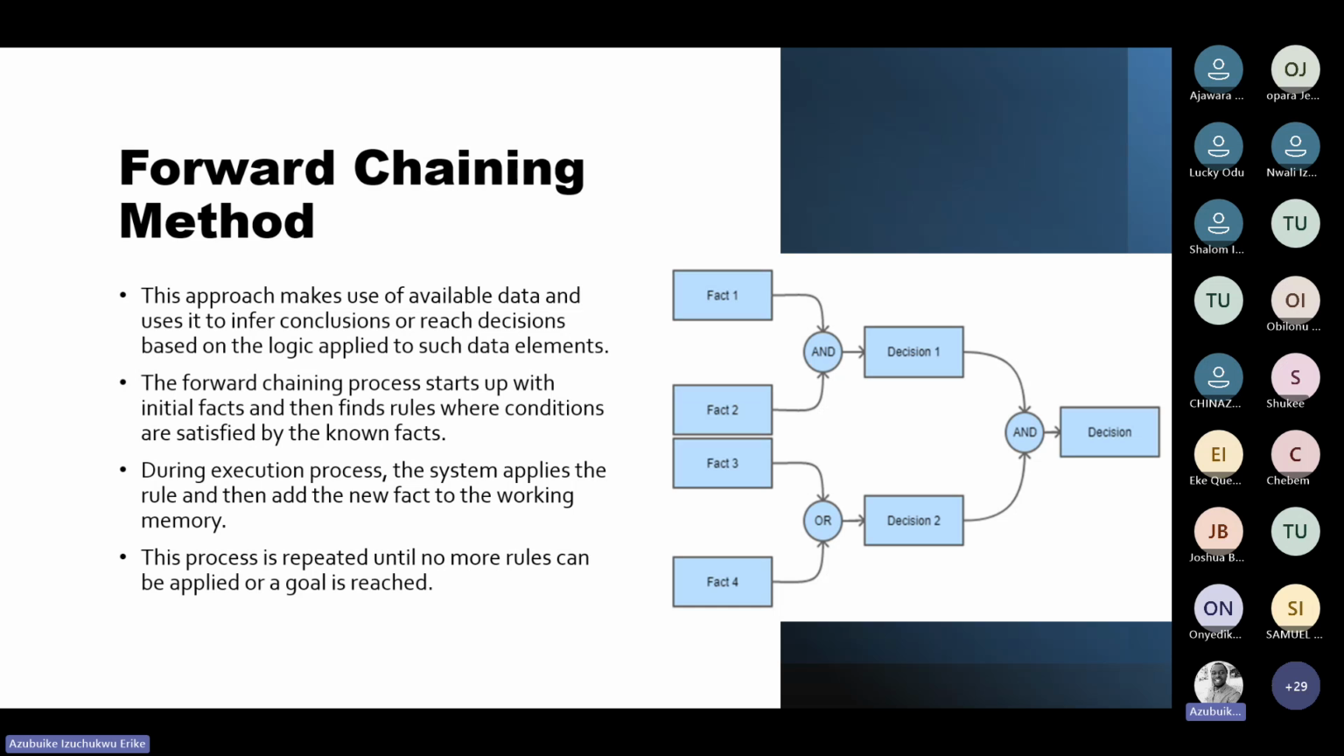Then the forward chaining process will start up with initial facts. There are facts, yes, there are facts. We start with the initial facts and then find rules where conditions are satisfied by known facts. So during this execution process, the system applies the rule and then adds new facts to the working memory. Okay, this process is repeated until no more rules can be applied or a goal is reached. Let me take an example that you usually see in chemistry when you are doing your qualitative analysis. For instance, you want to check whether a gas is what you suspect that it is.